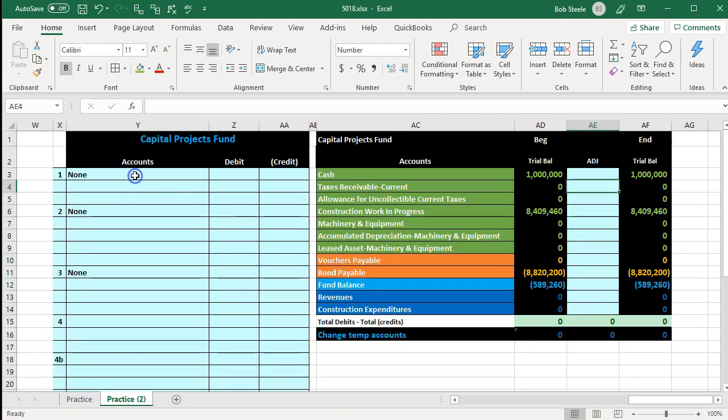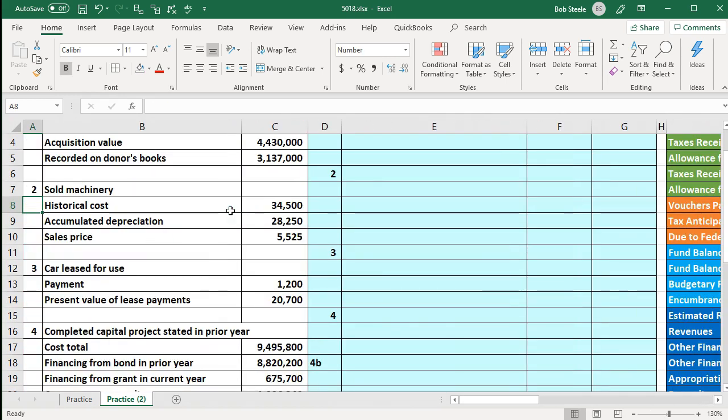There will be no activity in our capital projects account because we're going to say that the purchase here was not related to the capital project for our capital project fund, but for general government-wide use. Back to the left and see the next item we have, which is going to be number 2. Number 2 says we sold machinery.